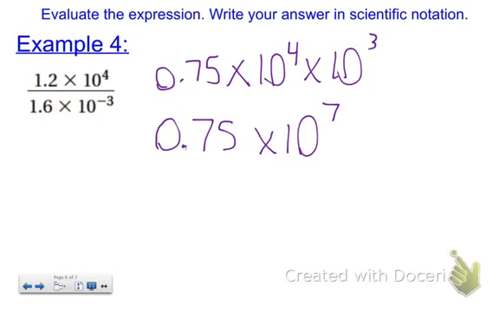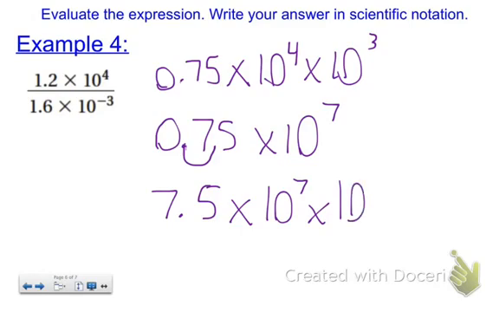But again, remember, scientific notation means we need to move that decimal here. So we end up with 7.5 times 10 to the seventh, and then times 10 to the negative 1, because we went one decimal point to the left. So then we end up with 7.5 times 10 to the sixth.